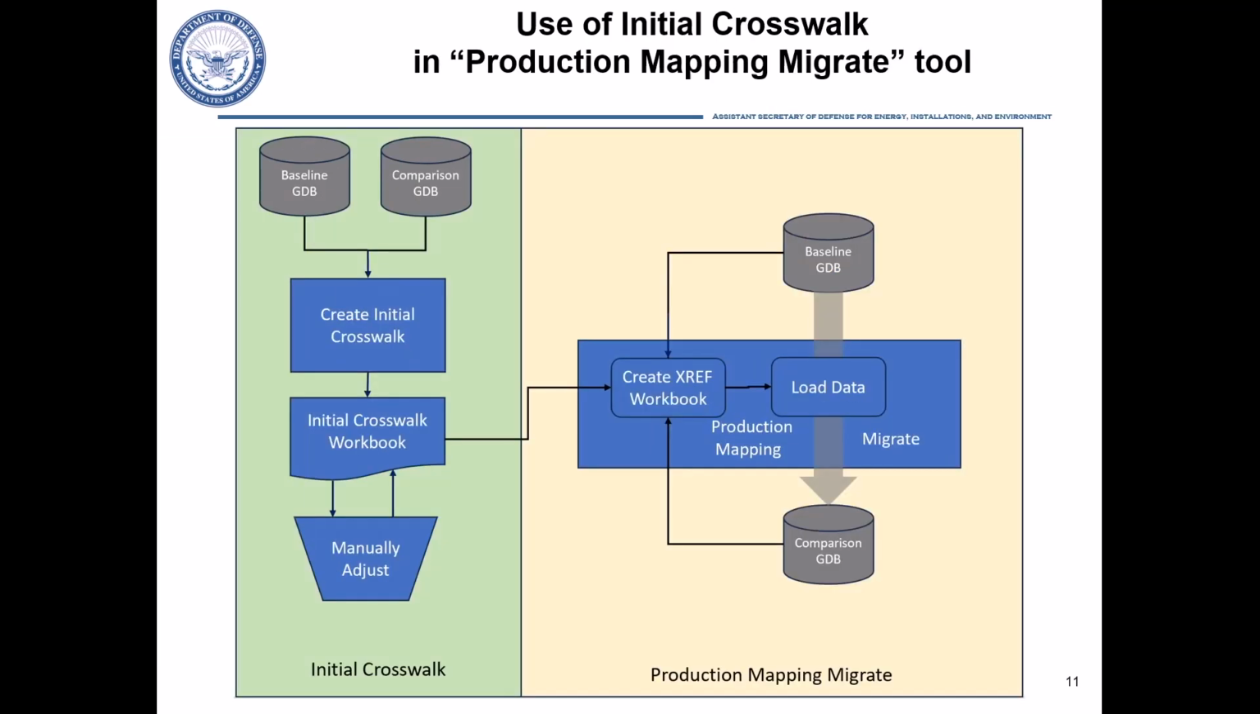But to finish the journey, we need to consider the production mapping migrate tool. This last tool in the migration workflow chain provides the means to create the cross-reference, or XREF, workbook from the initial crosswalk workbook endpoint of the iterative GDB comparator tool use just illustrated. The XREF workbook defines the actions taken in the final load data step of the production mapping workflow, where data records are actually moved from the baseline or source GDB to the new schema that is defined in the comparison or target GDB.